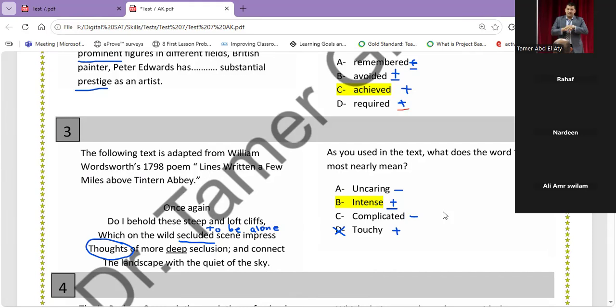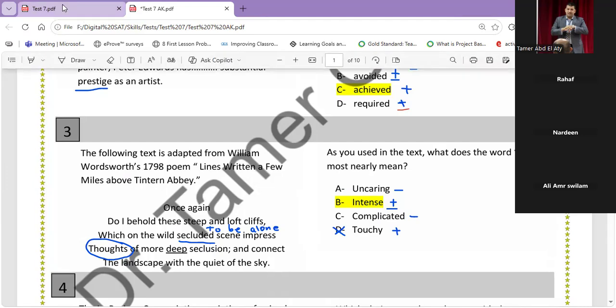Can we describe, according to that, loneliness as caring, uncaring? Loneliness is complicated. Loneliness is touchy. Let's find. And connect the landscape with the quiet of the sky. So here he connects the landscape with the quiet of the sky. So the kind of loneliness is intense, deep, intense. Clear, Majd? Nardeen, clear?